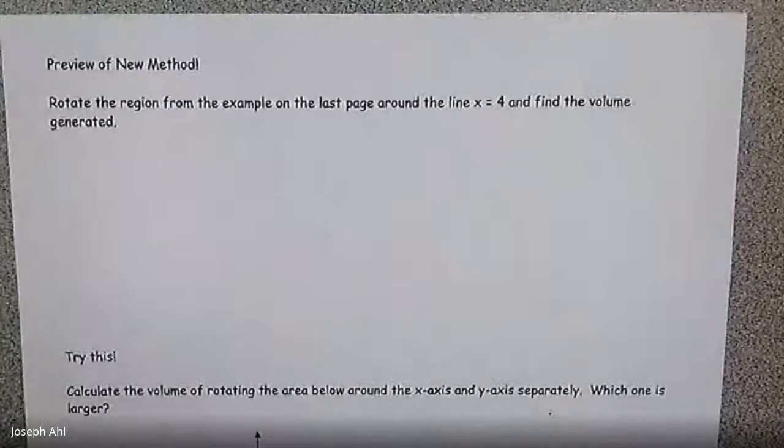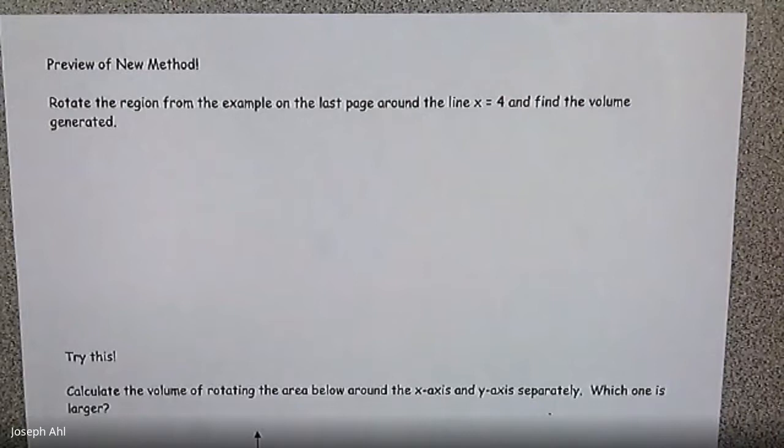It's a pretty short lesson. We'll do some practice next time we're together, of course. So we're going to preview a new method right now by thinking about what if I were to rotate the region in the last example. We really love y equals radical x today. What if I were to rotate it around x equals 4? What would that look like?